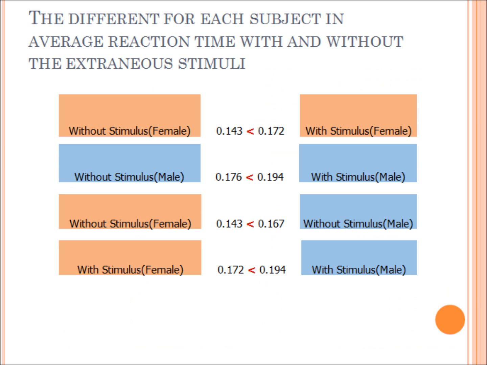To compare the difference for each subject and the average reaction time with and without the extraneous stimulus, it is obvious that the extraneous stimulus can affect the reaction time. In most cases, the reaction time will be slower with extraneous stimulus.